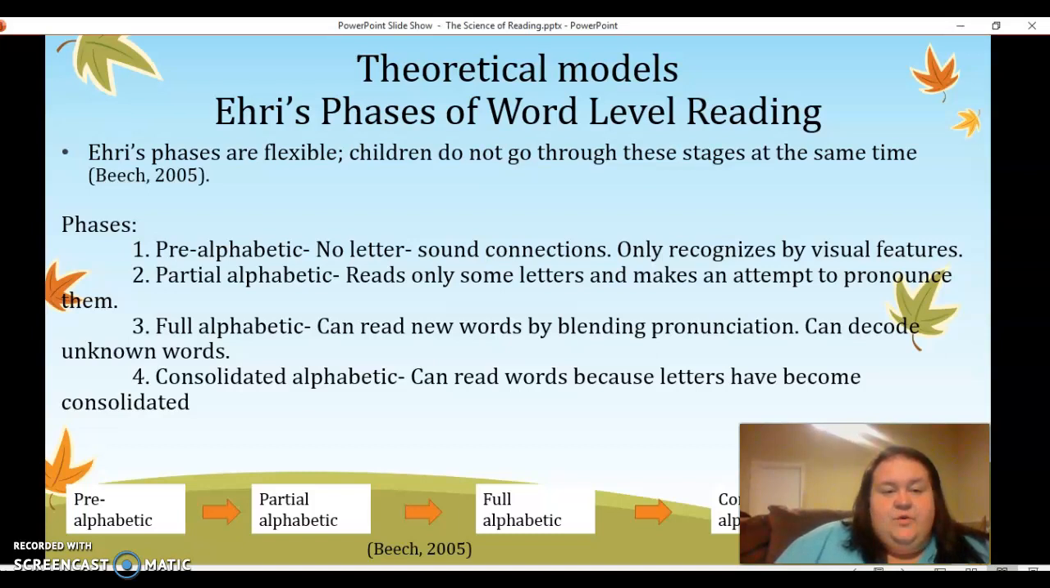The next phase is the full alphabetic phase. Students in this phase can map graphemes to phonemes of sight words and can read new words by blending the generated pronunciations. They can also recognize and decode irregular words. And last but not least is the consolidated alphabetic phase. During this phase, students are able to read full words because the recurring letter patterns have now become consolidated, and it also reduces memory load.